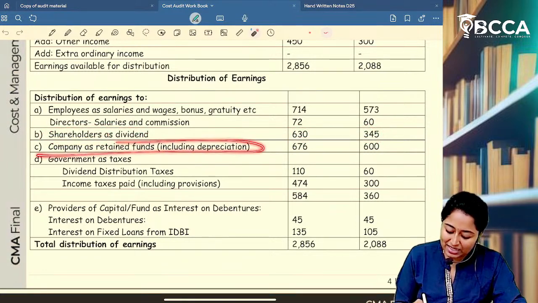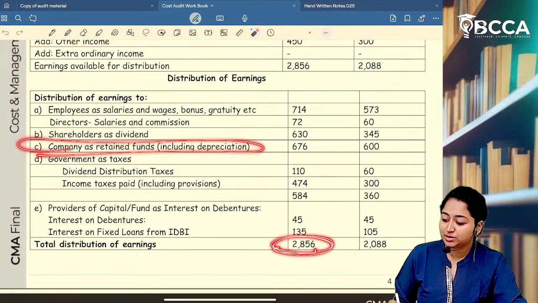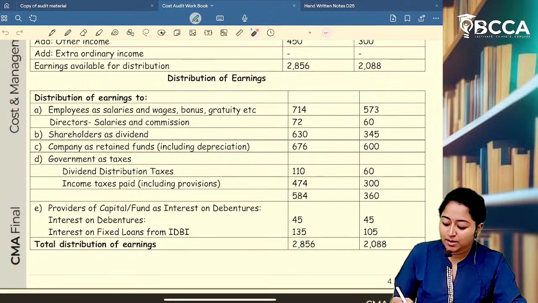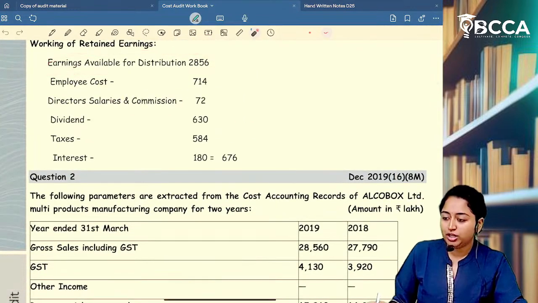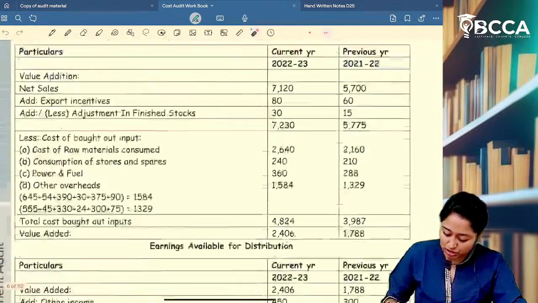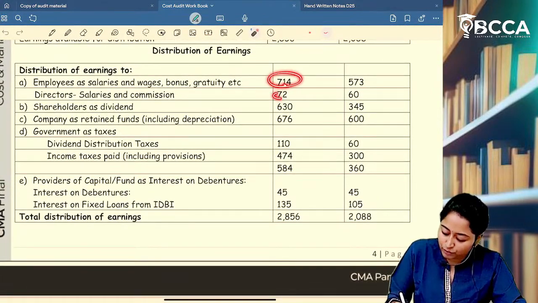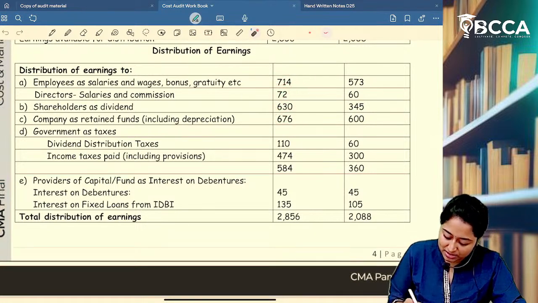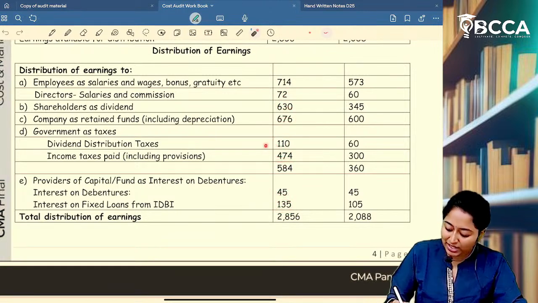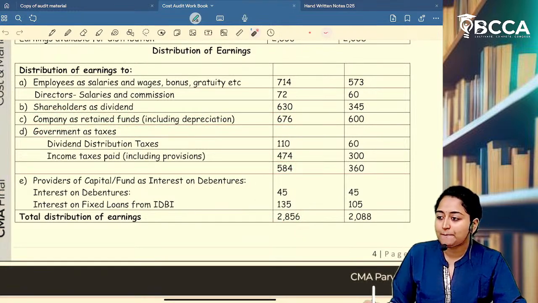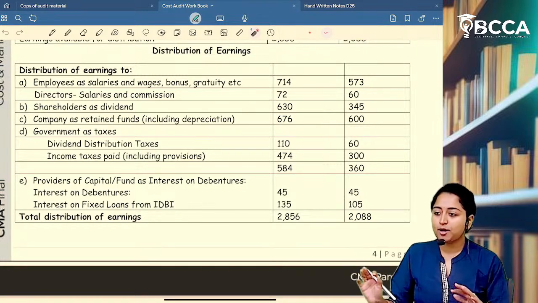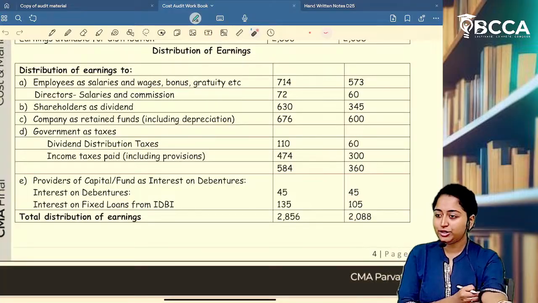Whatever balance is there from the earnings available for distribution will be our retained funds. But you will not write it as a balancing figure; you will take it as a working note. From earnings available for distribution, you will eliminate all this: 714, 72, 630, 110, 474, 45 and 135. Whatever balance you get is the retained funds of the company, 676. Clear? Any doubts? No doubts, right? A similar problem is there in the additional questions. We'll try to solve that problem, okay?